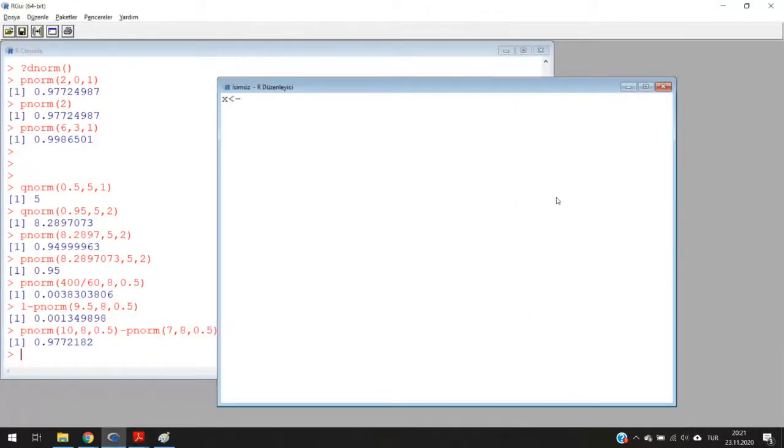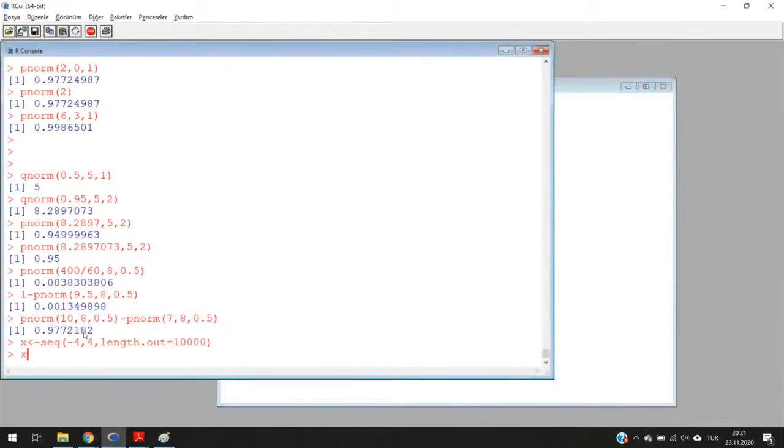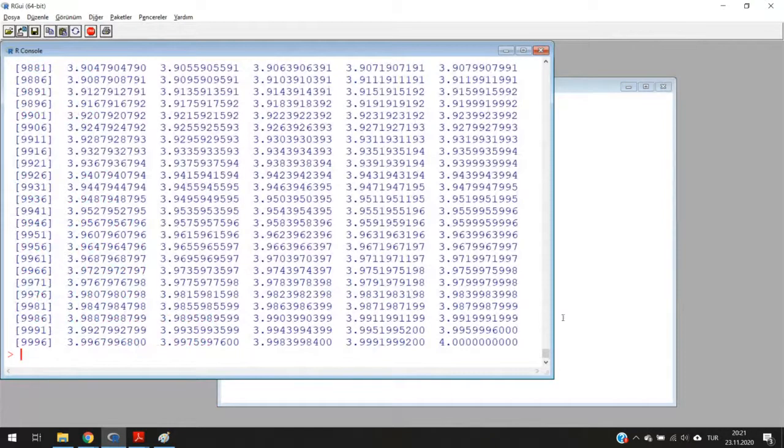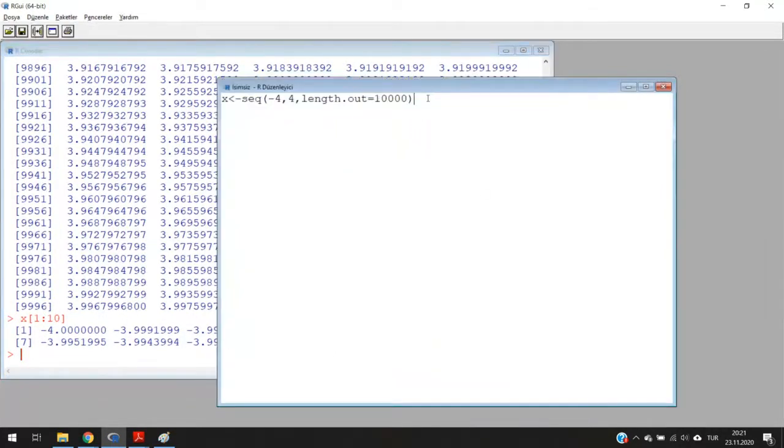I will just create a sequence between -4 and 4, and the length of these equidistant points between -4 and 4 will be 10,000. So there will be a vector of 10,000 points, as you can see, from -4 to 4. Let me see the first few values, for example, the first 10 values of this vector. It starts from -4 and it ends with 4.